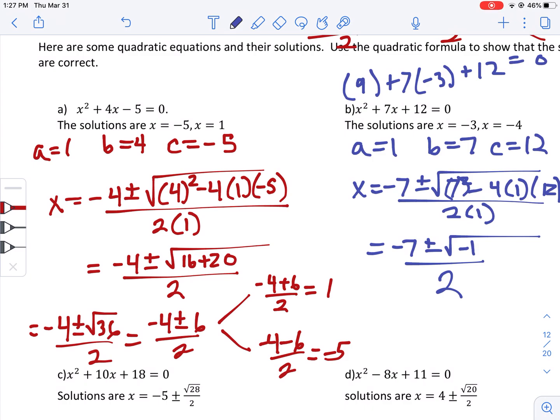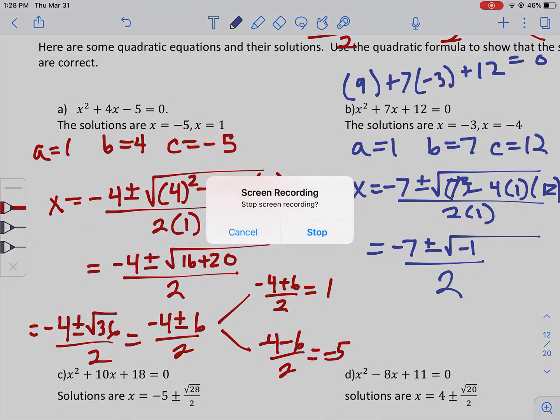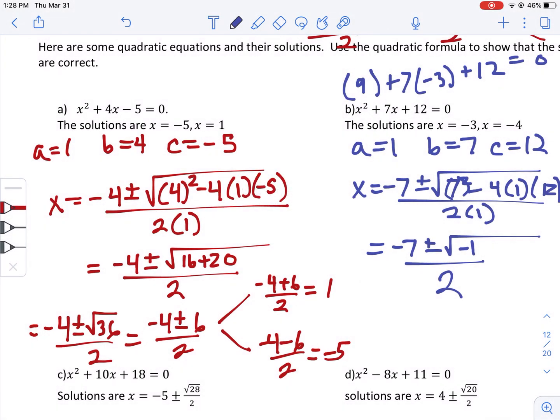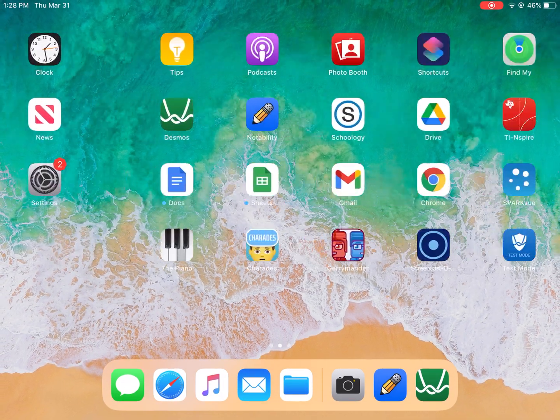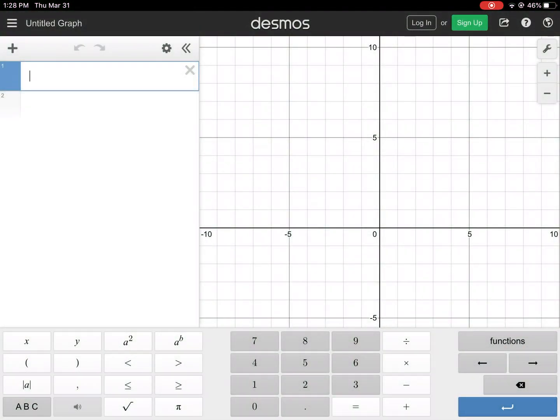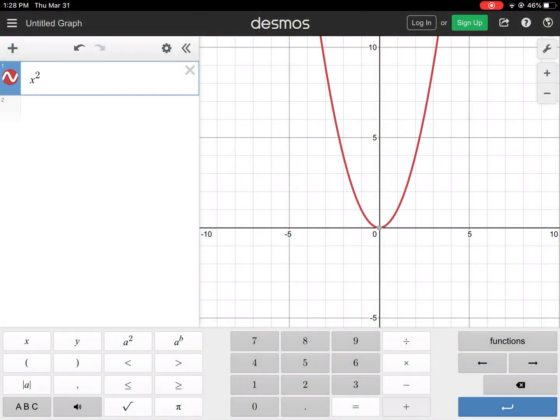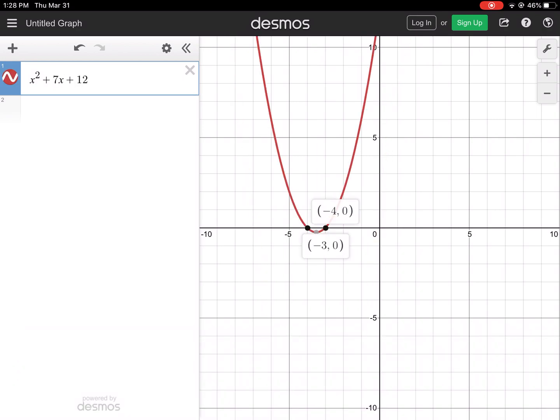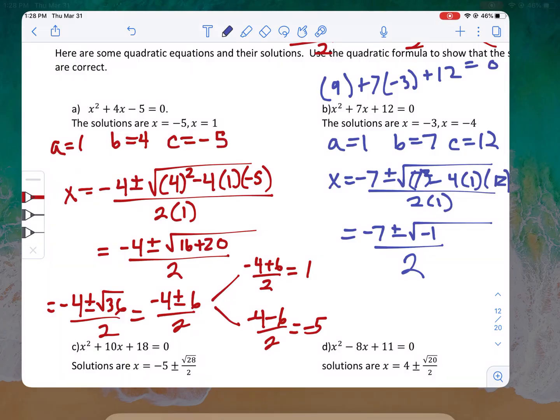B squared minus 4ac. Let's see. Whoops. I need to grab a calculator here. So I'm going to double check it because we can also just see where these cross here. So let's see. X squared plus 7x plus 12. Well, that's where it crosses. So what am I doing wrong?